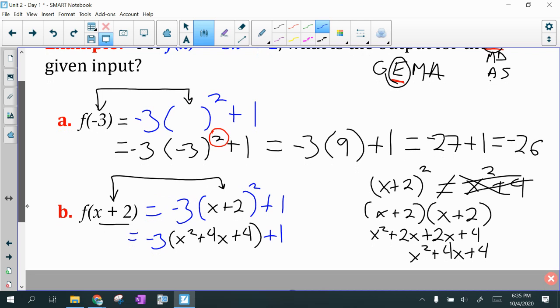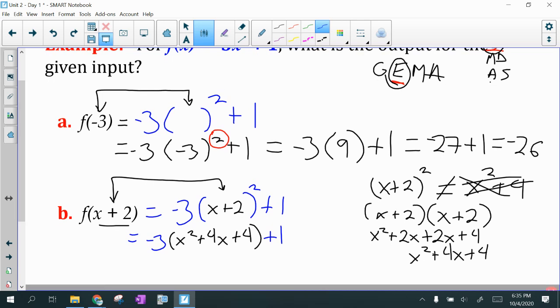And now I'm going to see what I can do about simplifying this a little bit. Let me distribute. Negative 3 times x squared is negative 3x squared. Negative 3 times 4x is going to give me a negative 12x. And negative 3 times positive 4 is going to get me a negative 12, plus 1, which gets me to a final answer, when I simplify this, of negative 3x squared minus 12x minus 11.